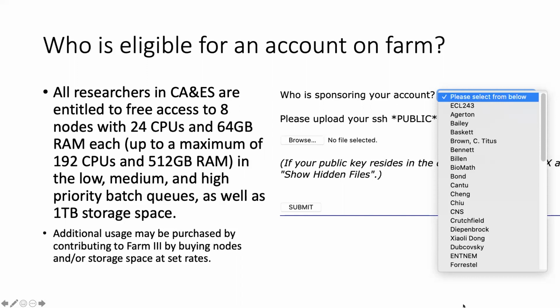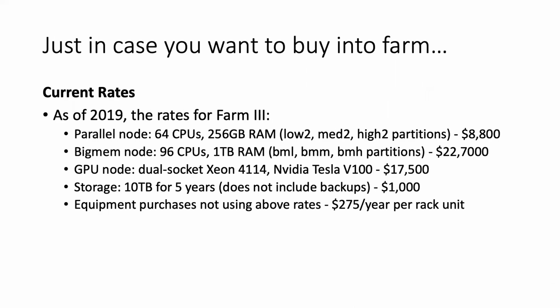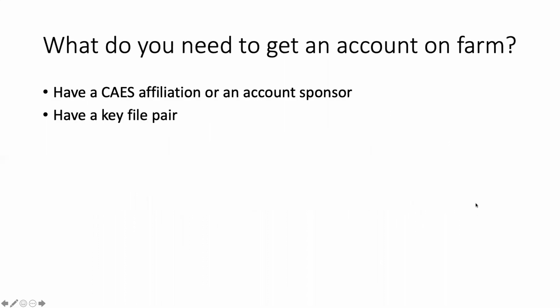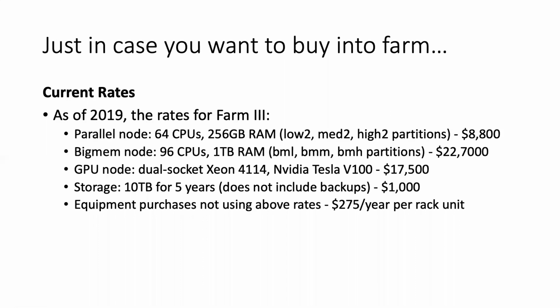Right, okay, so here's the list of the people. In case you want to buy into Farm, here are the numbers as of 2019. It's $8,800 for 64 CPUs and 256 gigabytes of RAM, $22,000 for 96 CPUs and a terabyte of RAM, $17,000, $1,000, and extra money and that sort of thing. I'm assuming that most researchers who find this video will not be the ones who want to buy into Farm, but just in case, there are the numbers.